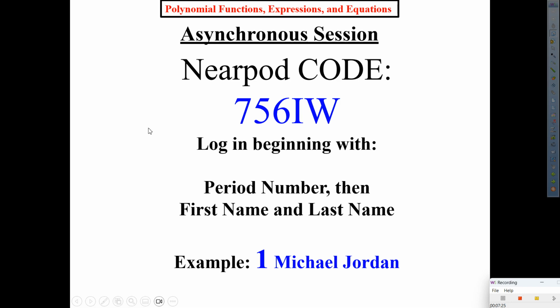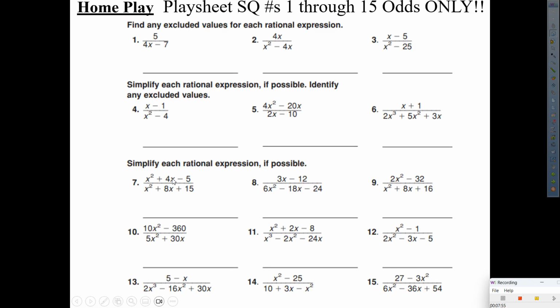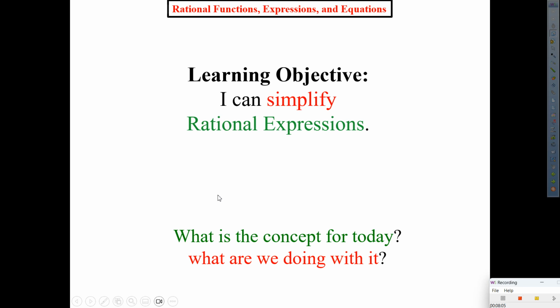Right. 756 IW. So the home play is going to look something like this, very similar to something that you saw before. But like I said, we didn't get to these, which we are getting to today. So with that said, you got a Cornell note: I can simplify rational expressions. It's going to go pretty fast because I want us to get to the practice portion together. Okay? So stay with me, please.